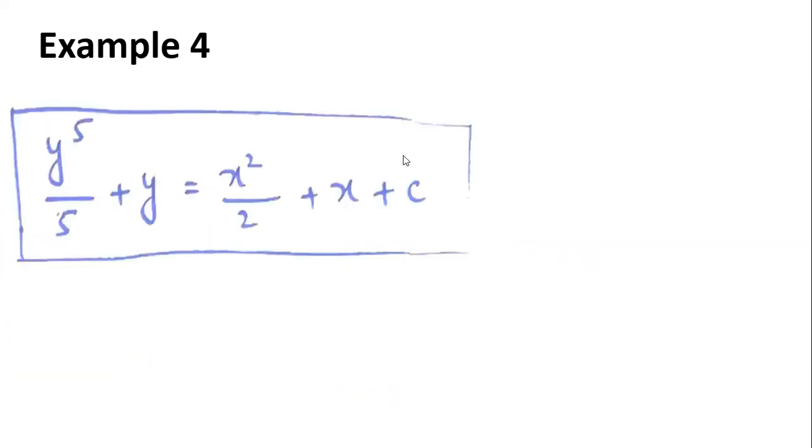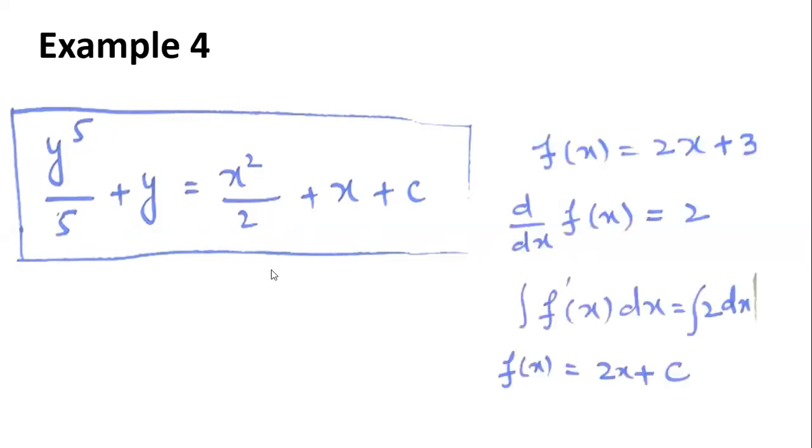Okay. Further, when you simplify it, you will obtain y power 5 over 5 plus y is equal to x square by 2 plus x plus c. You cannot simplify it further because here we have terms in y and x. So that is our solution.